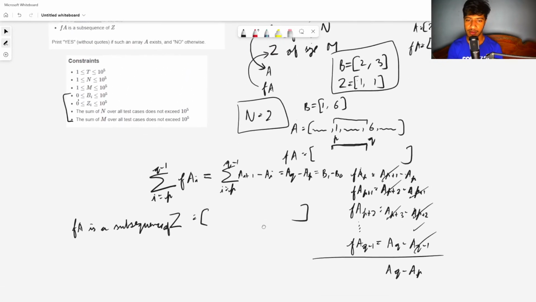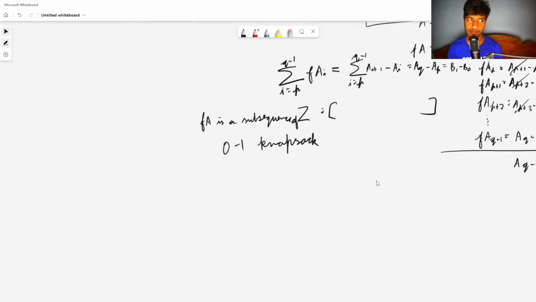So we are trying to find a subsequence of a list of a specific sum. How do you do that? That is just 0 1 knapsack, right? Let's look at the problem of 0 1 knapsack. What does 0 1 knapsack mean?